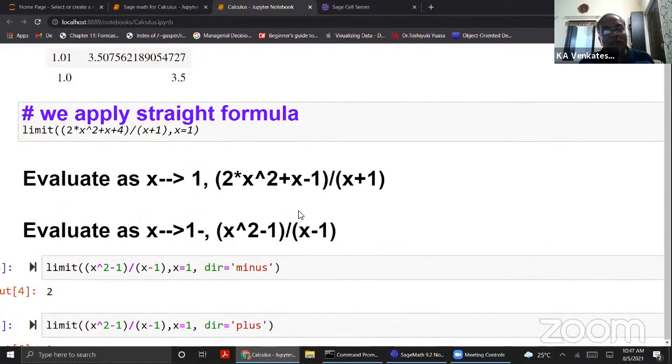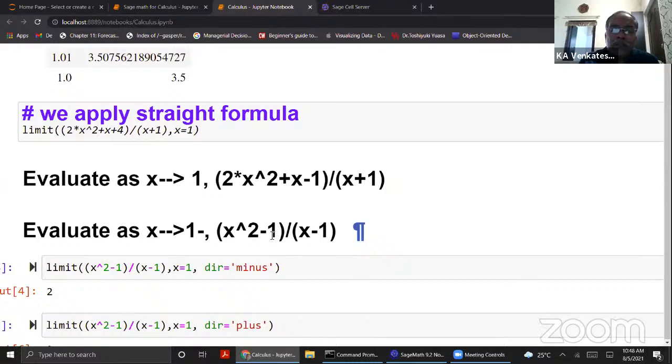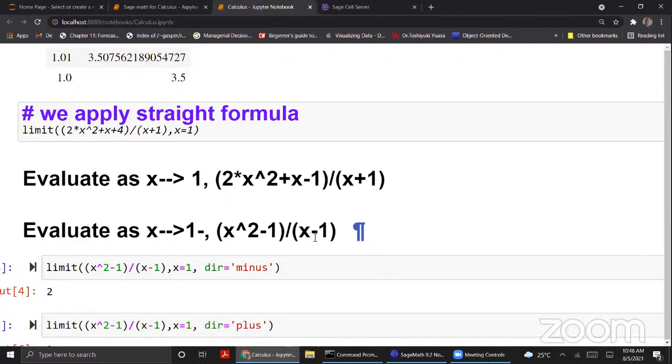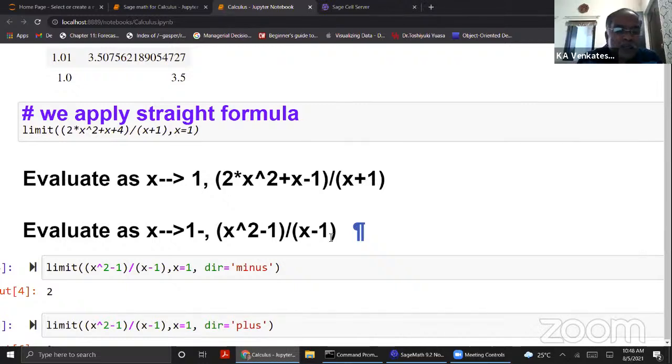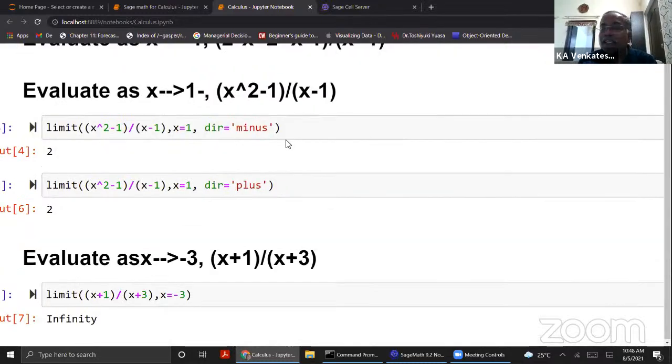Now you can practice this one. Those who have it open, just do it. What is the minus direction? In both directions, are we getting the same value? This is 2x squared plus x minus 1 divided by x plus 1, where x tends to 1. The other one is x tends to minus 1, x squared minus 1 by x minus 1. I did both here. One can try them out and see whether we get the value. The first is 2x squared plus x minus 1, and in the second I took only x squared minus 1. You can practice it. Whenever you try, or take any book, solve as many problems as you can and familiarize yourself with the code.